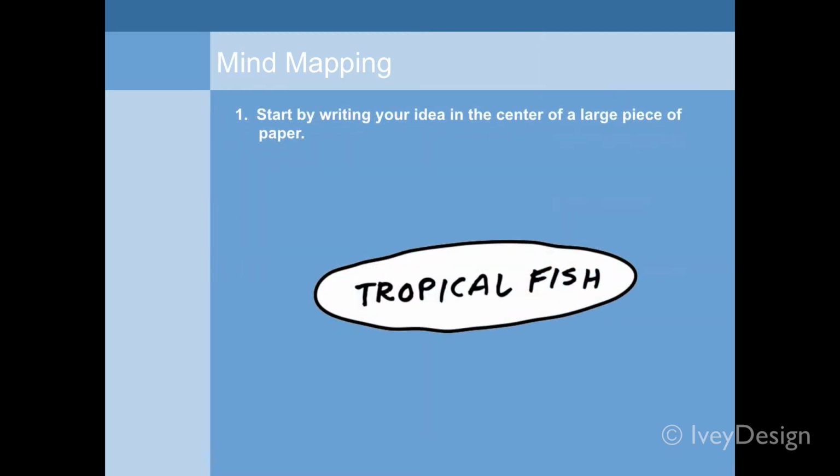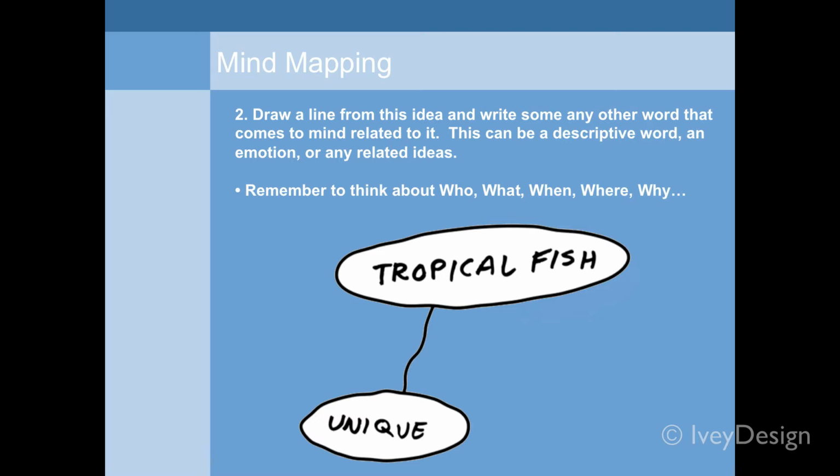So here's how it works. Let's say you needed to create a logo, and all you had was a central idea, in this case, tropical fish. So we write the idea in the center of a large board. Next, we draw a line from that idea and write out whatever word comes to mind related to it. This can be a descriptive word, an emotion, or any other related ideas. Remember to ask the who, what, when, where, and why.